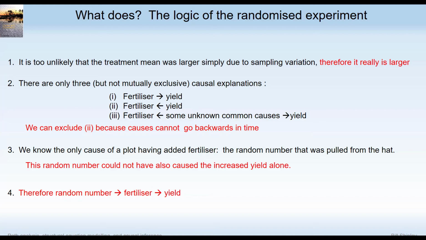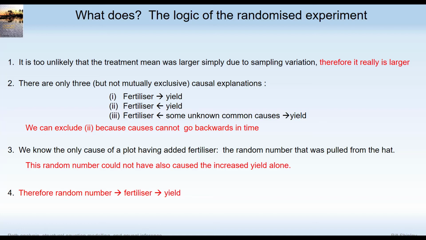However, the third point is that we already know the only cause of a plot receiving the added fertilizer, and that was the random number that we pulled from the hat. The only cause that determined whether that plot, that experimental unit, had the added fertilizer or not was simply whether the piece of paper that we pulled from the hat said T or C. This random number could not have caused the increased yield alone. It's one of the properties of a random number that it doesn't have any systematic cause.